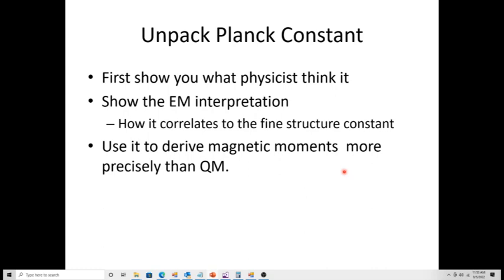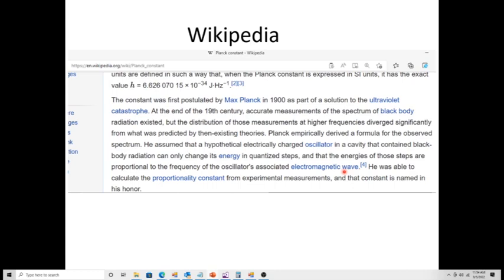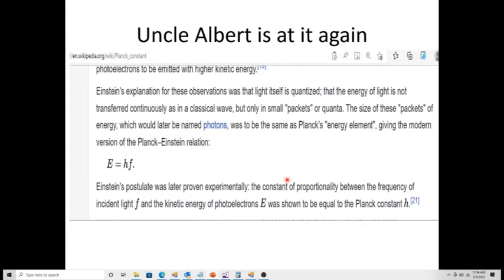So let's unpack the Planck constant first. First, I'm going to show you what physicists think it is. And this is again from Wikipedia. It says the Planck constant, there it is. If you go in here, it is nothing more than an arbitrary constant of relation that they've tried to interpret to mean different things. For example, Uncle Albert says that because of black body radiation, the energy of light is not transferred continuously as in a classical wave. That is wrong, but we'll get to that later. But only in small packets or quanta. And the size of these packages can be defined by this.